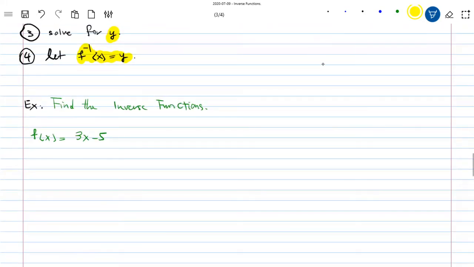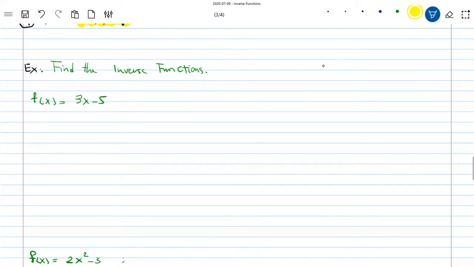So here's an example. Find the inverse function for f of x equals 3x minus 5. I'm going to do the steps. Step 1, y equals 3x minus 5. Replace f with y. Step 2, replace x's and y's: y replaced with x, x replaced with y. Step 3, I want to solve for y. So move everything to one side, isolate y. I'm going to do this: x plus 5 equals 3y. So what is y? x plus 5 divided by 3. This is step 3.